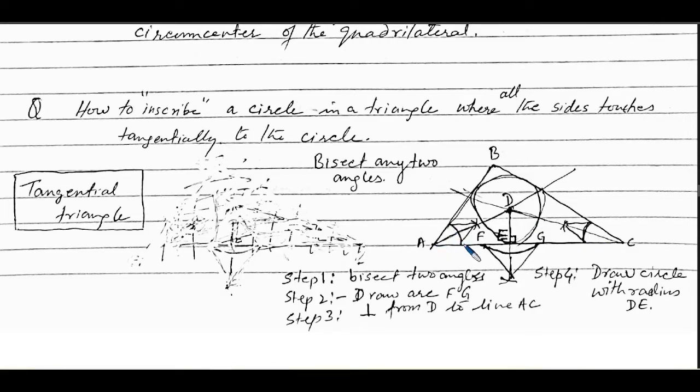And similarly you bisect this angle. So you extend this line, and this angle bisector, you extend it, and it will join somewhere here. And then from here you have to find the tangential point, that will be the radius.